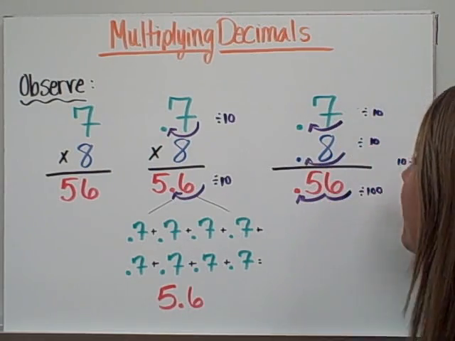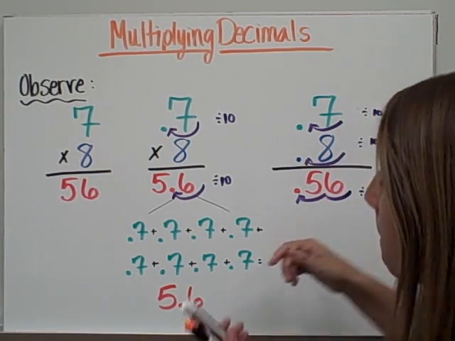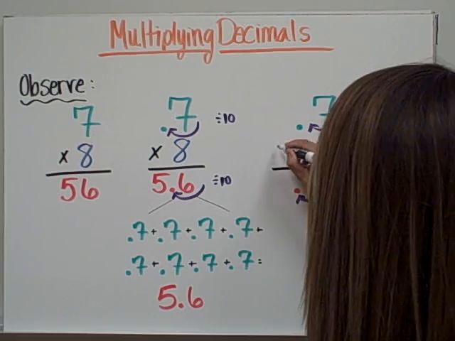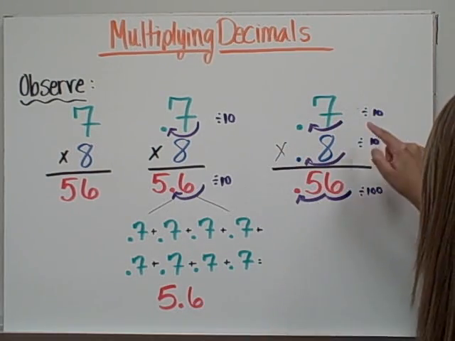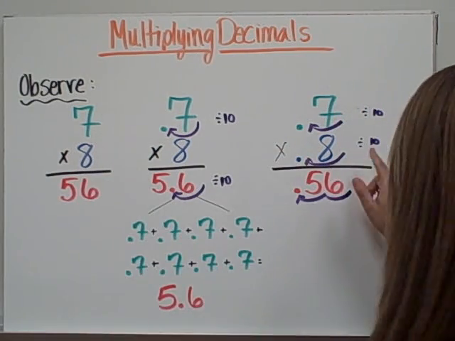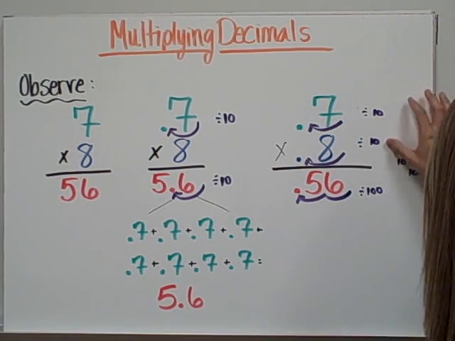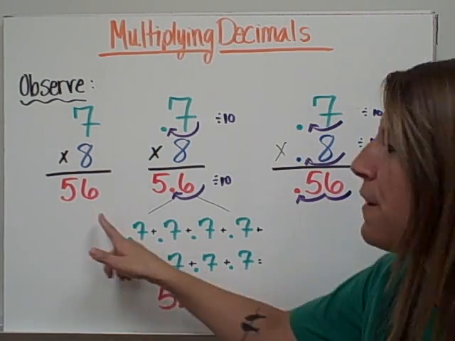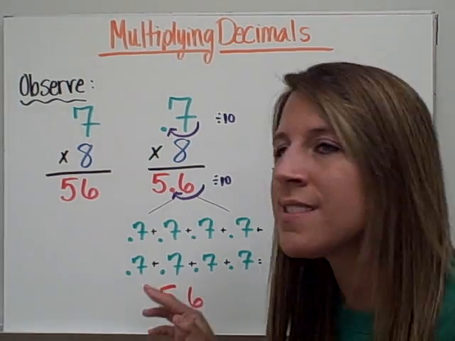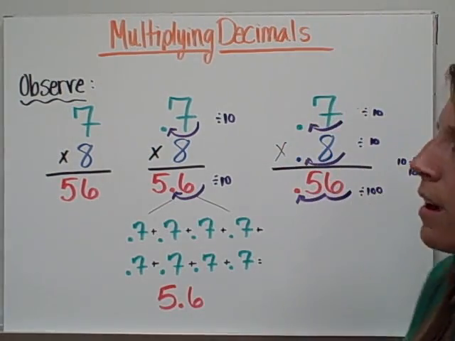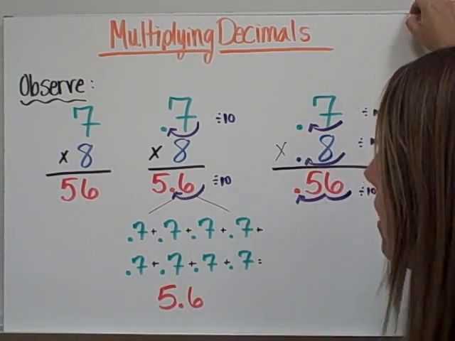So as I progress and 7/10 is being multiplied by 8/10, both of these numbers have now been divided by 10, and 10 times 10 is 100. My answer 56 is now 56/100ths, which is 56 divided by 100. It's interesting.